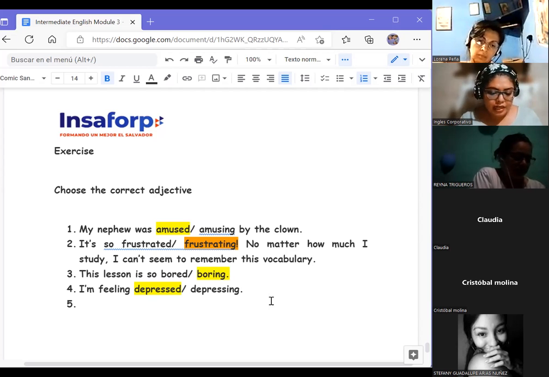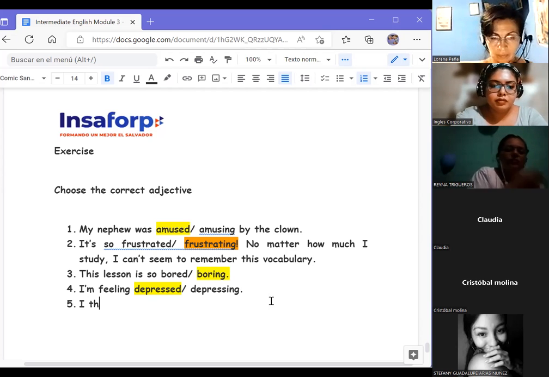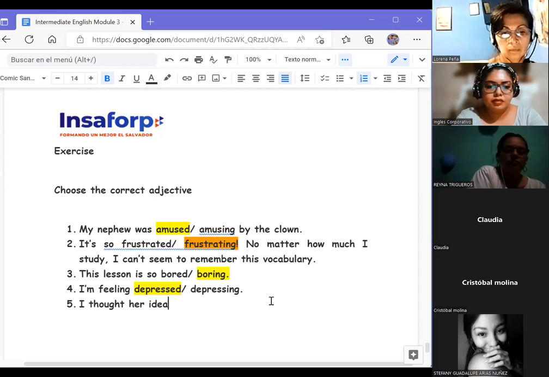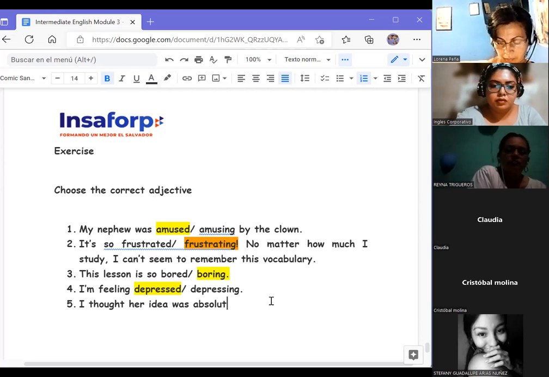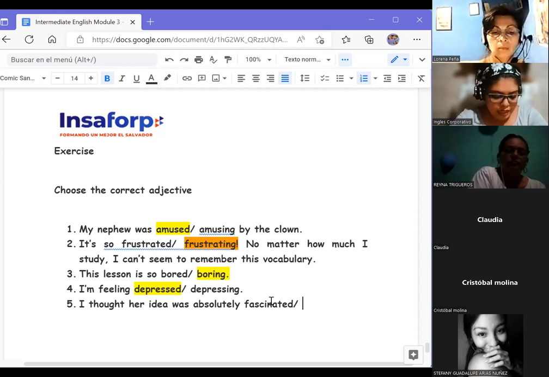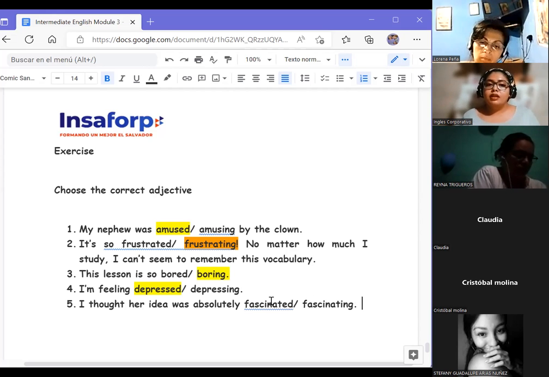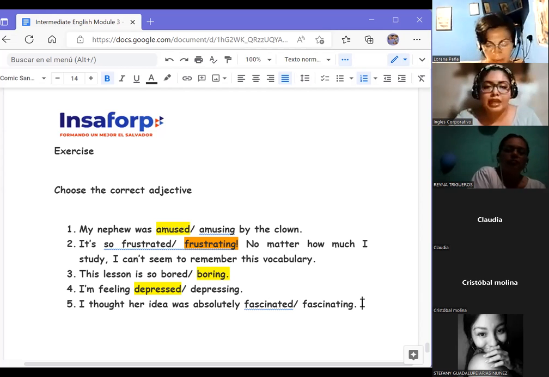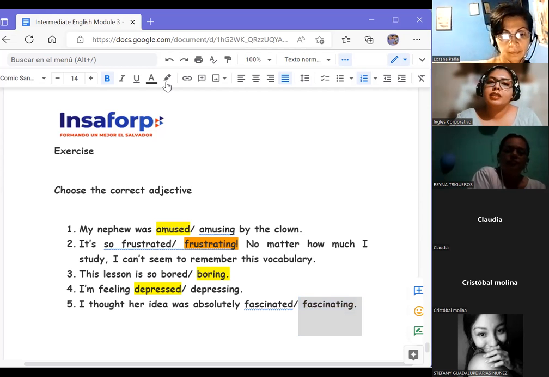Five, I thought her idea was absolutely... and we have two options, fascinated or fascinating. Her idea was absolutely fascinating. Good, fascinating, because we are talking about an idea, and even the document is giving us some clues. So that's good.